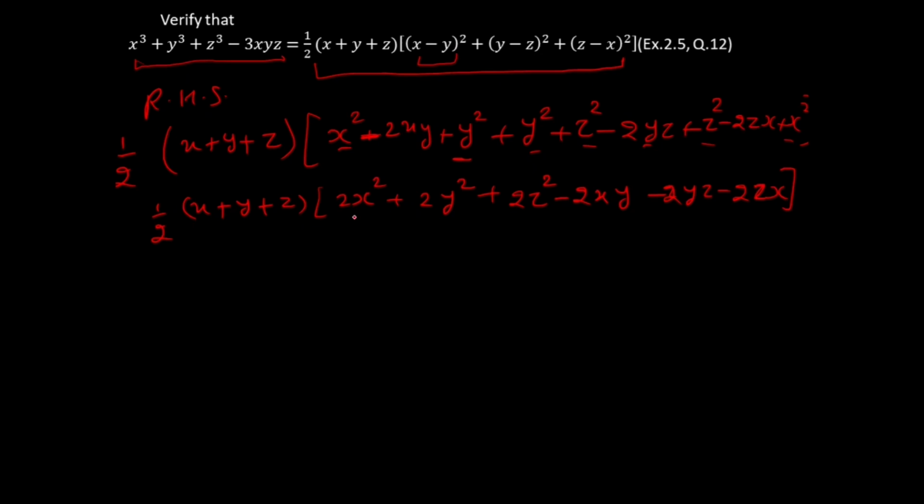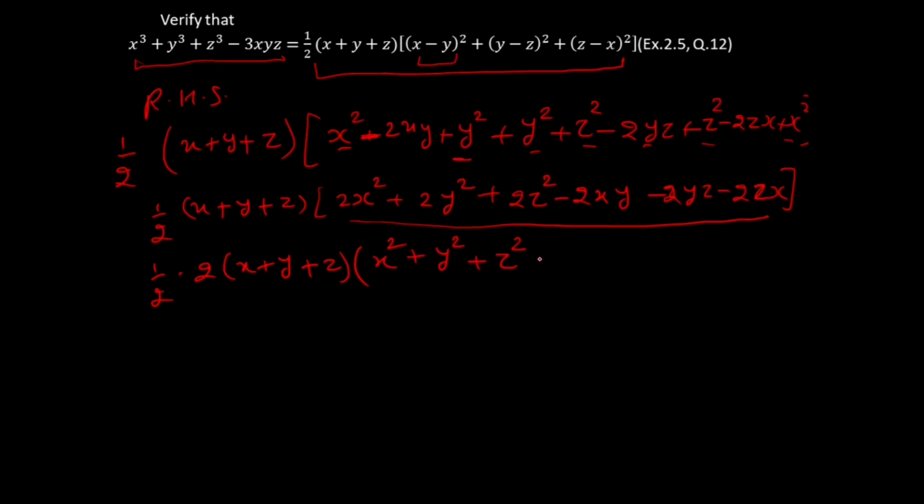Now, what is common in this whole part in the bracket? 2 is common. If this 2 is taken out from all these terms, the remaining part is x square plus y square plus z square minus x times y minus y times z minus z times x. This 2 gets cancelled.